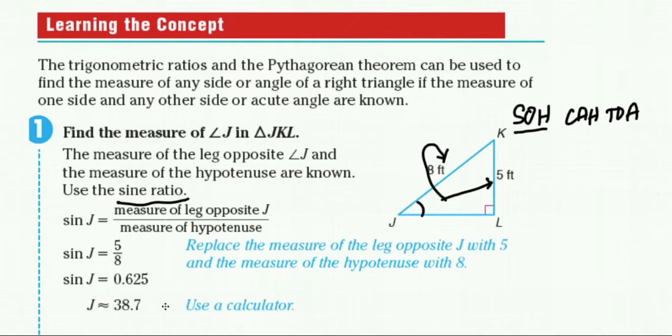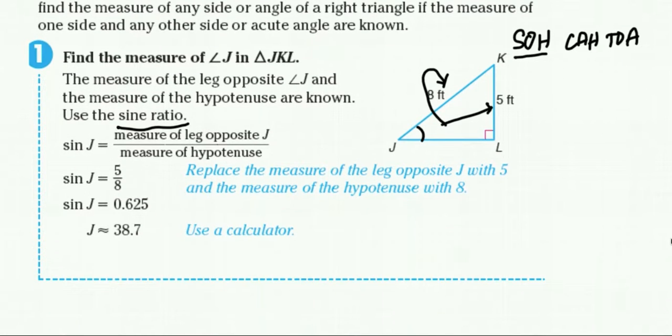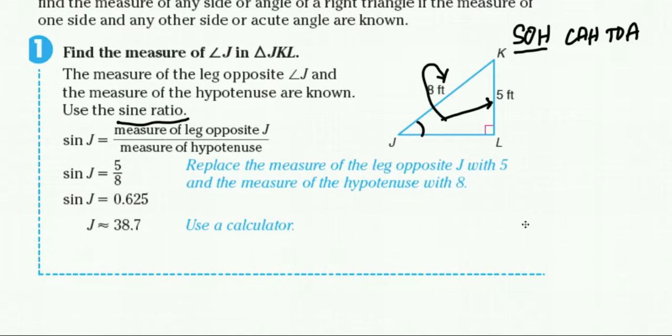Remember, we need to enter 0.625 in a calculator and click on second sine to the -1, to find the angle. We learned that in the last lesson. Okay, let's move on. That is example number 1, finding the measure of that particular angle. In example number 2, we discuss angle of depression. Remember, we talked about angle of elevation.